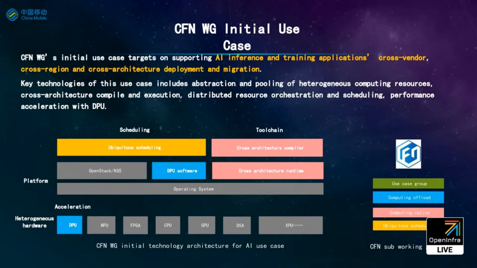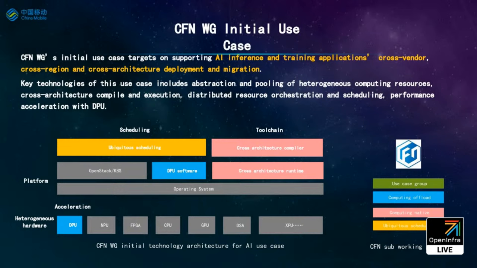So the key technologies for this use case include the cross architecture compiler and execution part, which is the pink blocks. This is the toolchain we use in this initial CFN infrastructure. With this toolchain, AI applications should be able to migrate between different AI infrastructure with no additional cost.